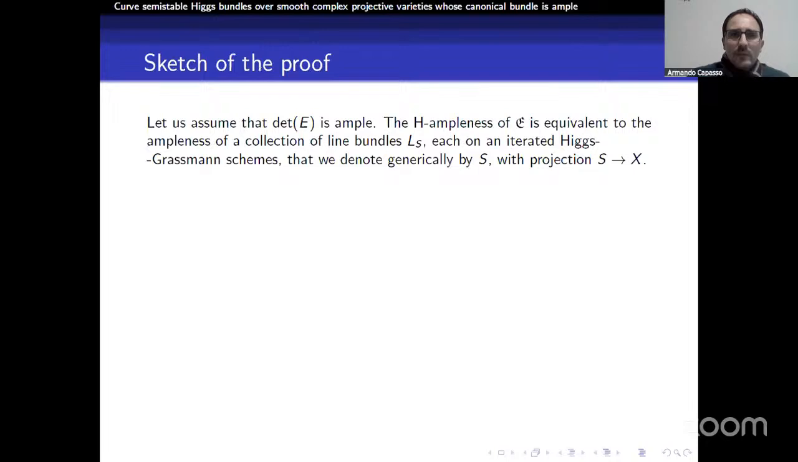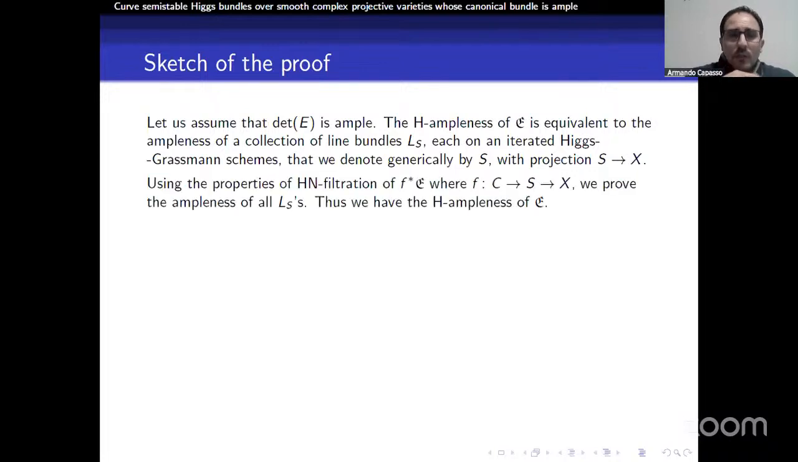Okay. Now I give a sketch of the proof of the Barton-Kleiman criterion. Let us assume that the determinant line bundle is ample. As I said, the Higgs ampleness of E is equivalent to the ampleness of a collection of line bundles L_S, where S is the generalized Higgs-Grassmann scheme iterated many times. Using the properties of the Harder-Narasimhan filtration of the pullback of E, where f is the composition from C to S to X, we prove the ampleness of all the L_S line bundles. In the end, we have the Higgs ampleness of E.